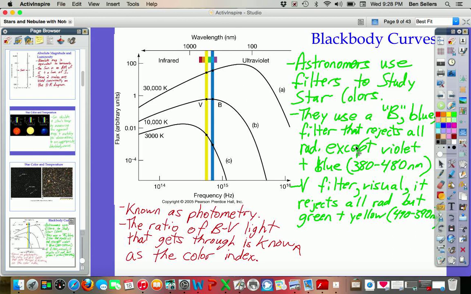So blackbody curves really use only 2 filters. We call this the BV filter. It's oftentimes referred to as the BV index, color index. It is a subfield of astronomy known as photometry, which is down here. But we take 2 points by using a filter on a telescope. The B filter rejects all radiation except for violet and blue, the 380 to 480 nanometers. You don't need to know that number, but just the blue. And the V filter stands for visual, but it rejects all radiation but green and yellow.